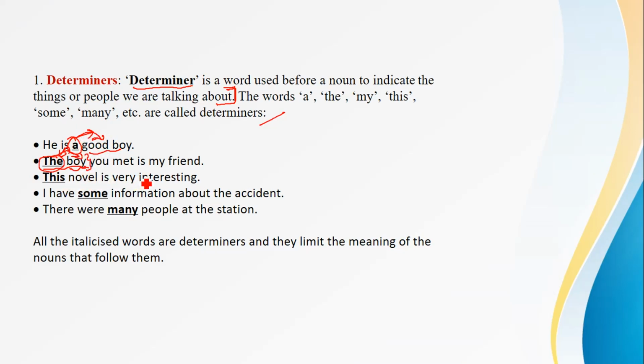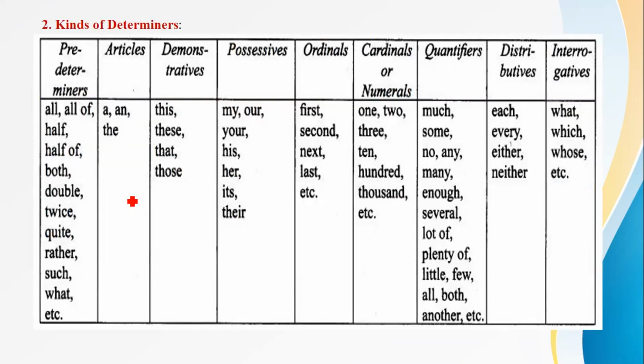This novel is very interesting. I have some information about the accident. There were many people at the station. So all these words printed in bold are the other determiners. Now, basically the kinds of determiners: we've got 9 basic kinds of determiners. The categories are predeterminers, articles, demonstratives, possessives, ordinals, cardinals or numerals, quantifiers, distributives, and interrogatives. These are the 9 basic types of determiners.